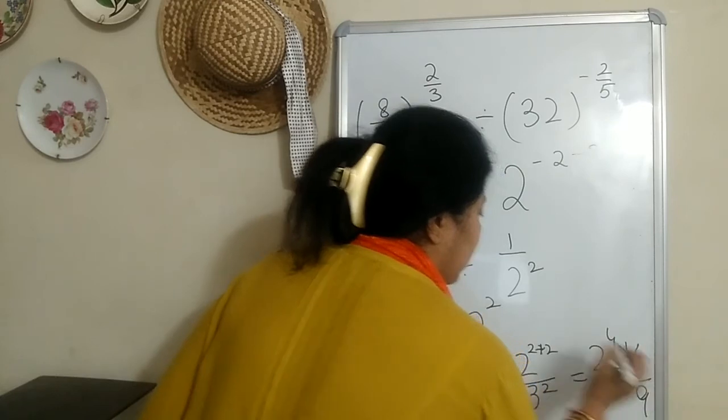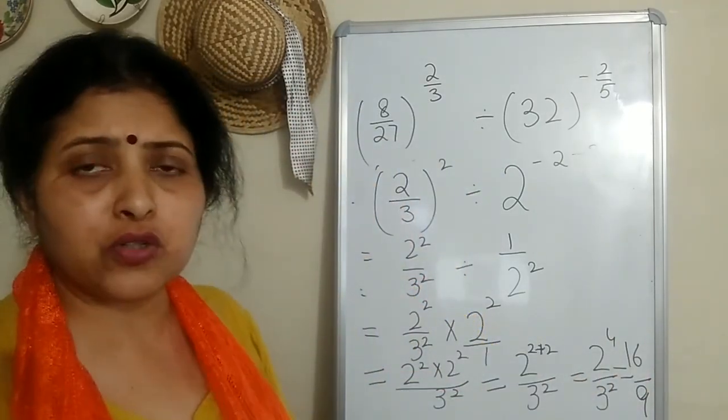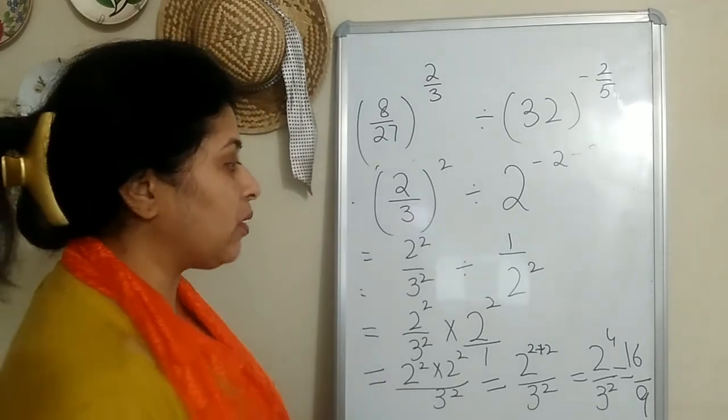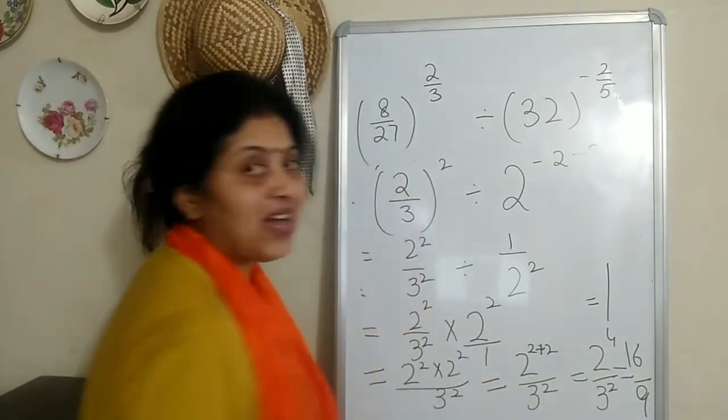So you can leave it like this, or you can write it in mixed fraction. It's always better to write it in mixed fraction. So it will become 9 ones are 9, 7 upon 9.